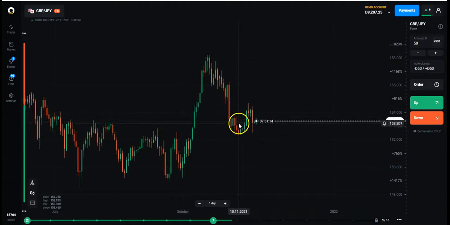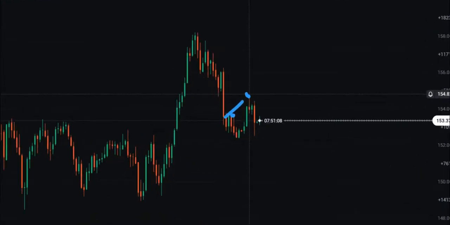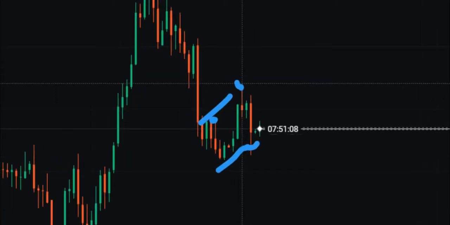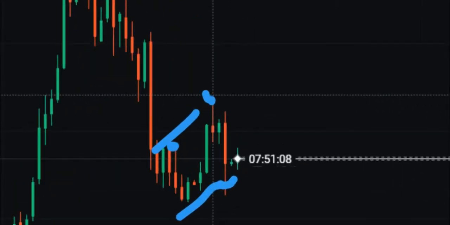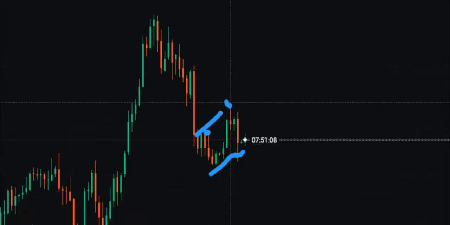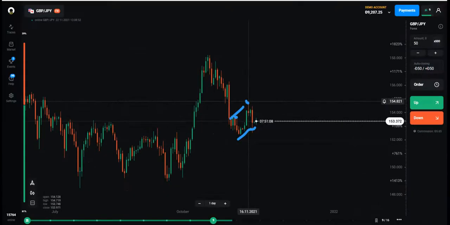And this is less favorable than the CAD yen because we've got these higher highs, you can see here, being formed, and here as well. Let's just zoom back out. Okay.